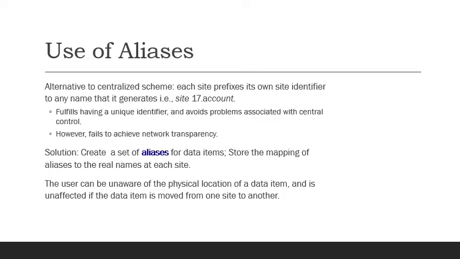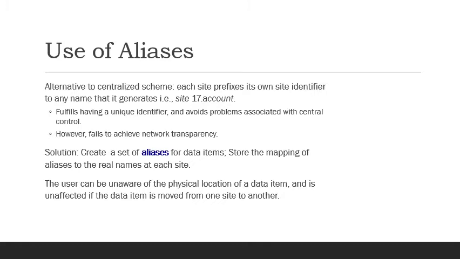A more widely used alternative approach requires that each site prefix its own site identifier to any name that it generates. This approach ensures that no two sites generate the same name since each site has a unique identifier. Furthermore, no central control is required. This solution, however, fails to achieve location transparency since site identifiers are attached to the names.